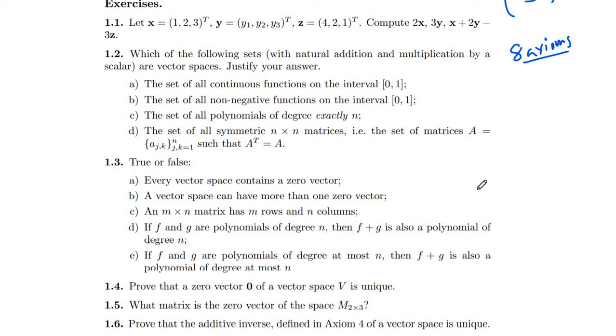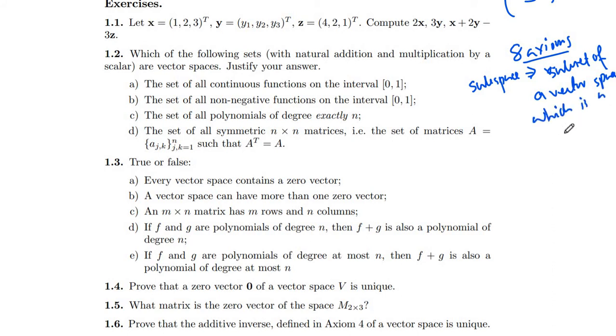Which of the following sets is a vector space? Justify your answer. The set of all continuous functions on the interval 0, 1. Okay, let's think about it. Let me just tell you a few things. What is a subspace here, even though we'll get the idea later probably again. A subspace is a subset of a vector space which is a vector space in itself.